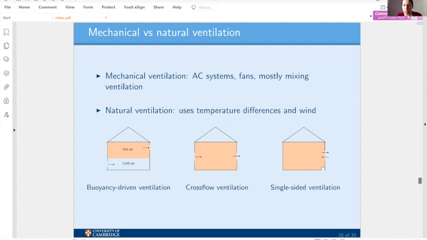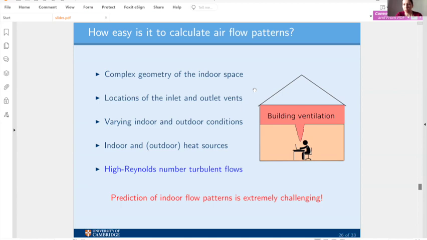Now, these are just some very simple examples of a very simple model building with just one room. However, a real building is much more complex than that. So we have a complex geometry of the indoor space, so we can have multiple rooms and several floors. We can have connection doors between the different rooms. We can have multiple inlets and outlets of our ventilation system, and moreover, these inlets and outlets are not necessarily always known. And this will lead to very complex airflows inside the building.